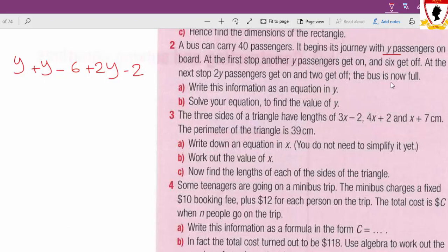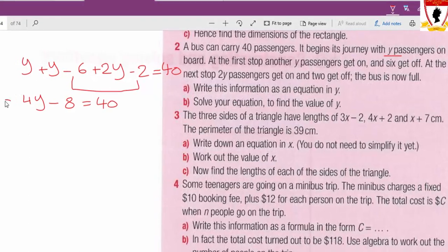The bus is now full. It means this number of passengers is equal to 40 because the bus can carry 40 passengers. Now let's simplify this and our equation will be ready. y plus y is 2y plus 2y. We will have 4y. Negative 6 with negative 2 will be negative 8, is equal to 40. So the answer of part A is this equation: 4y minus 8 is equal to 40.